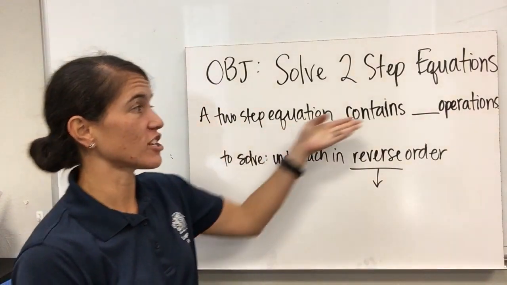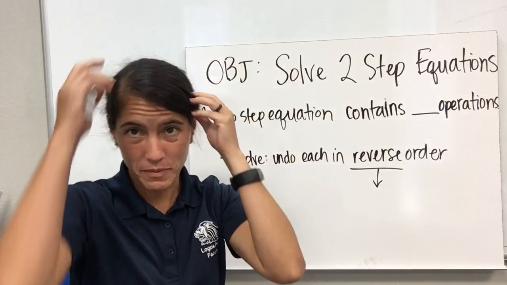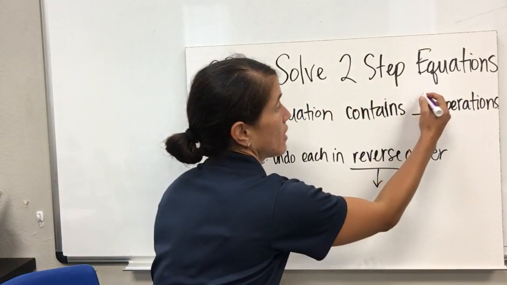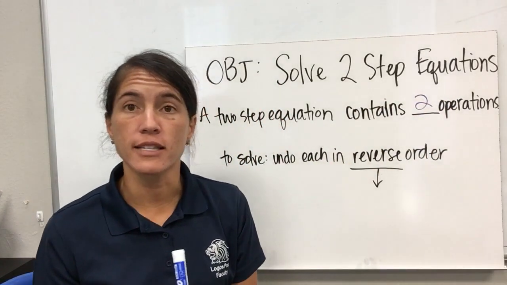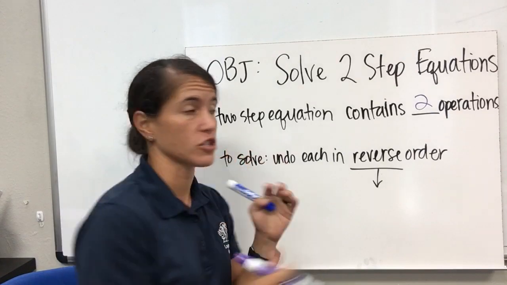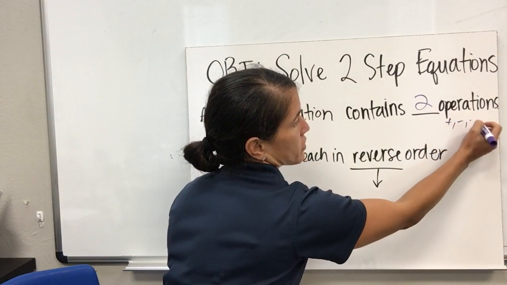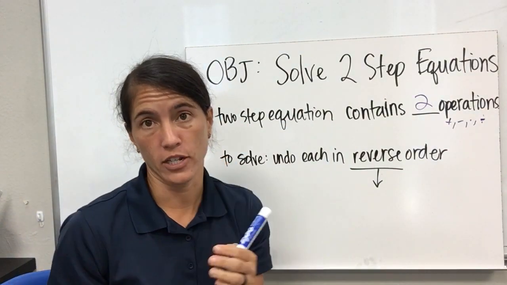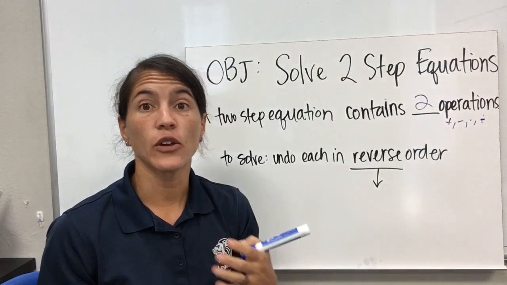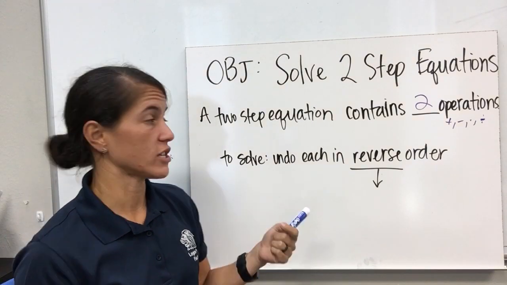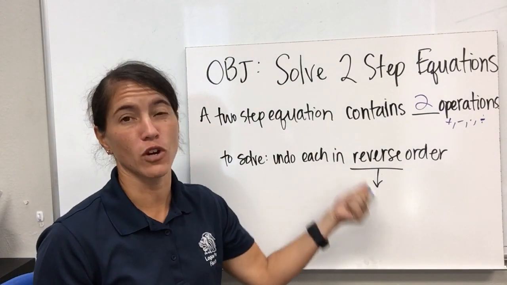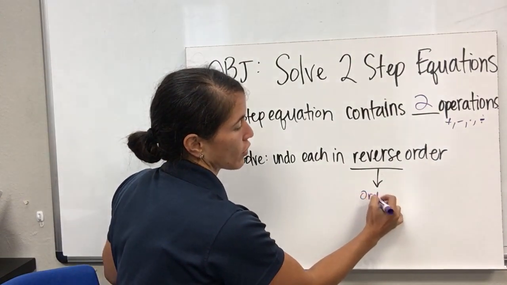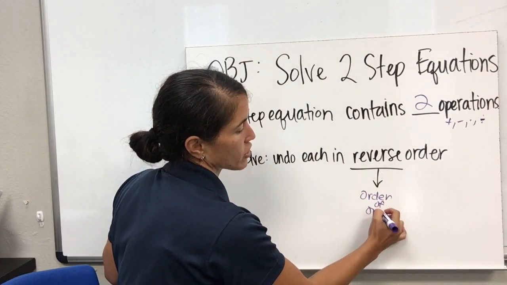A two-step equation contains, my hair is crazy, contains two operations. And when I say an operation, I'm talking about the four operations: add, subtract, multiplication, or division. So a two-step equation has two operations, and to solve a two-step equation, you have to undo each in reverse order. And when I say reverse order, I mean reverse order from the order of operations.